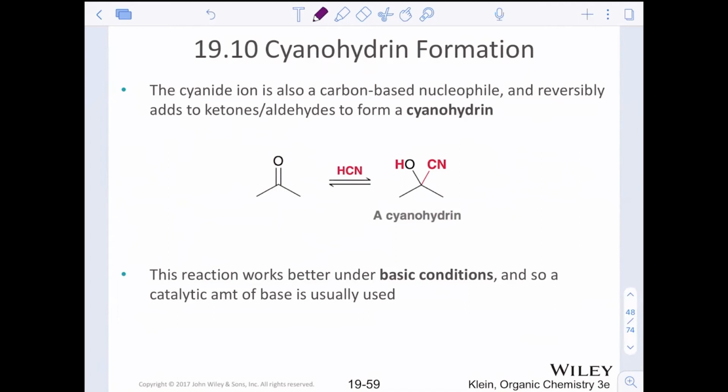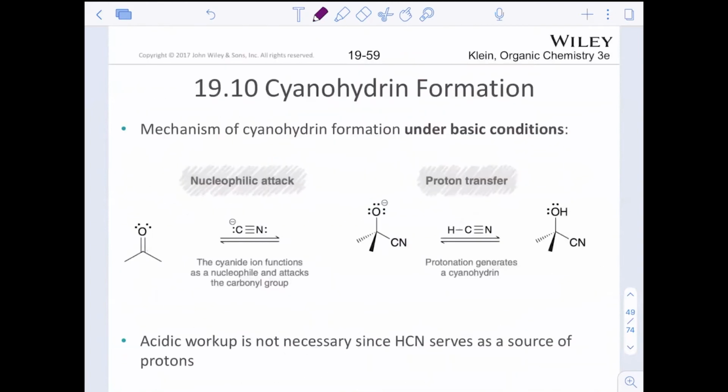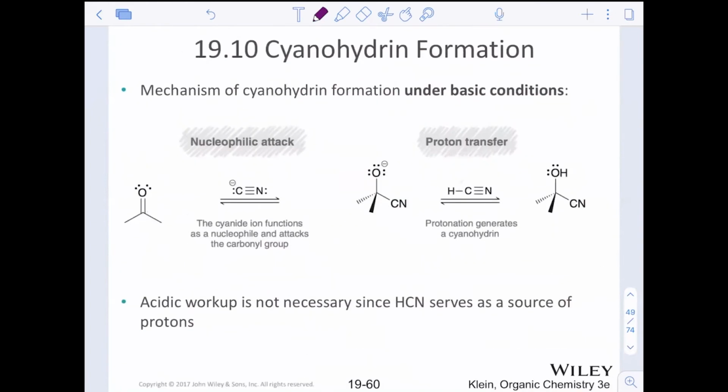Usually the base that we see is KCN written underneath the reaction arrow. Mechanism for cyanohydrin formation under basic conditions: our cyanide ion reacts and attacks the carbon of the carbonyl. And then HCN is used to protonate. The acid workup is not necessary since HCN serves as a source for protons.